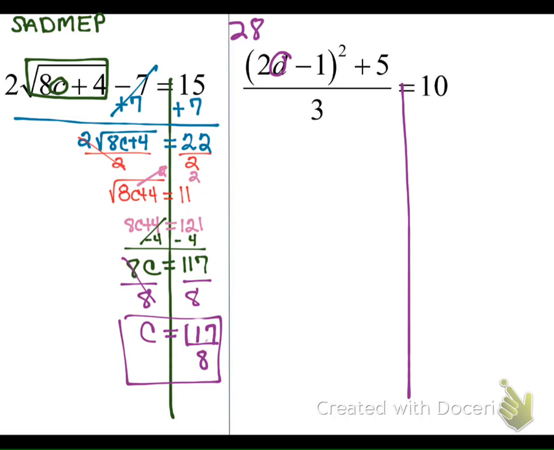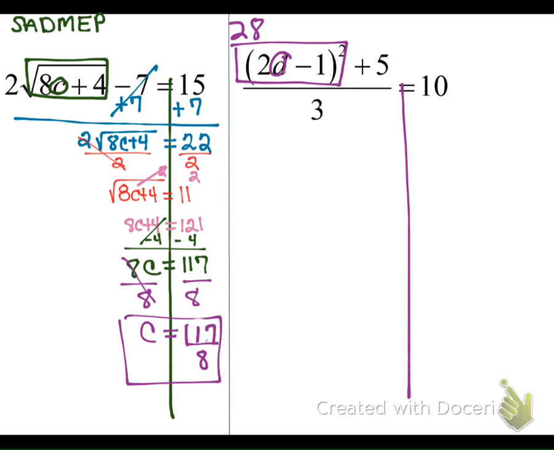What's my square? What's being squared here? 2d minus 1. Now, this one's a little bit hard because we have two numbers that I have to get rid of. But according to SADMAP, what would I get rid of first? We're going to get rid of this 3.